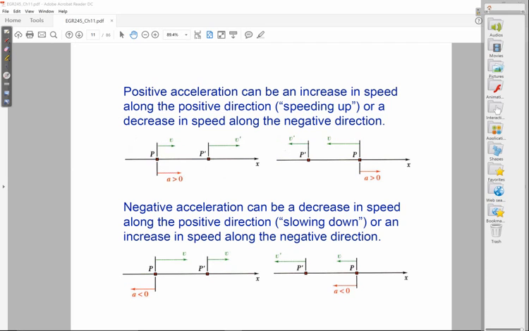And as far as a negative acceleration goes, most people would probably think in terms of it decelerating, meaning it's moving in the positive x direction, but slowing down as it moves in the x direction. However, a negative acceleration could also mean that your object speeds up going in the negative direction. So make sure you understand the differences between these four cases.